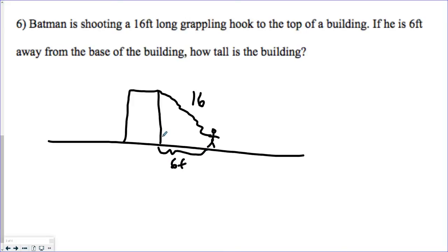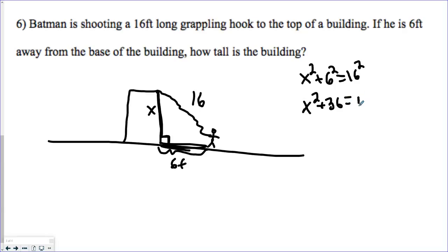So again, we have a right triangle here because the building is at a right angle with the ground. So we have this as my A, this as my B, and then 16 is acting as my C. So I have x squared, which is how tall the building is. I don't know how tall the building is, so I'll call it x, plus 6 squared equals 16 squared. Because again, the grappling hook is acting as my C value because it's opposite the right angle. And so doing this, I can figure out how tall the building is. So I have x squared, 6 squared is 36, 16 squared is 256.